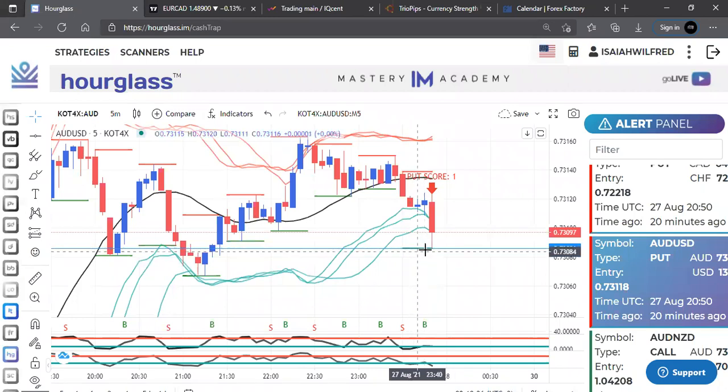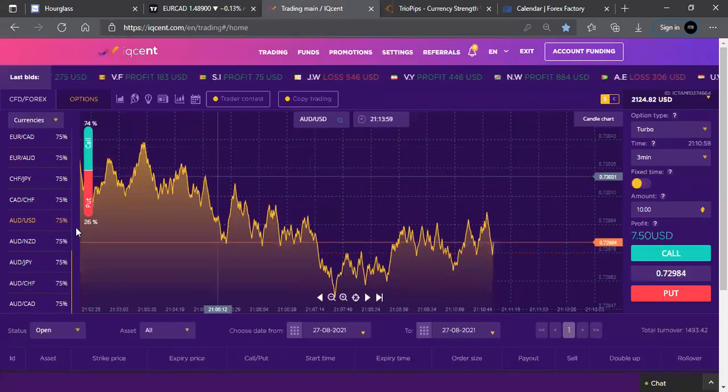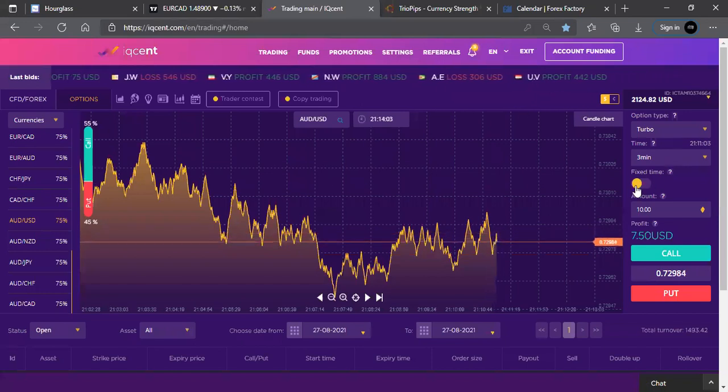So the green line here is your support. So this is where we should be buying from. So all I'll do is I either place my cursor here and I see the last three digits or the last three numbers, 0.86. That is my entry for a call. So all I do is what? I come over to my broker, AUD USD, for 3 minutes, fixed time on.